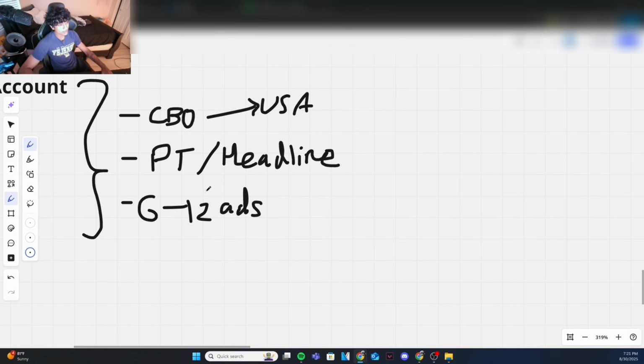And then there, you're going to have your 6 to 12 ads. 6 to 12 is a pretty large number, but 6 is the bare minimum, just because you want at least 6 proper ads that you're confident in at the bare minimum. Ideally, you want maybe 10 to 12, but this range is fine.